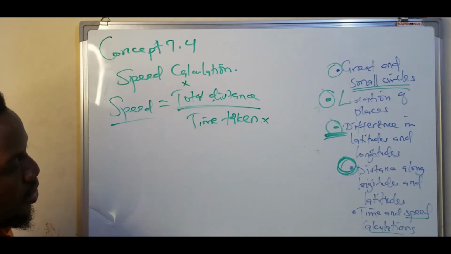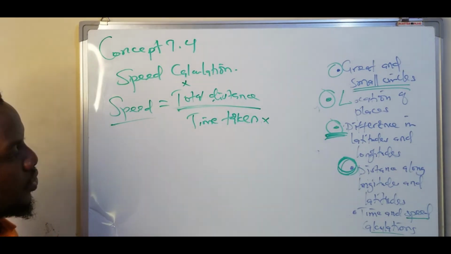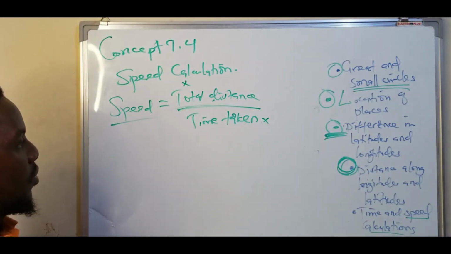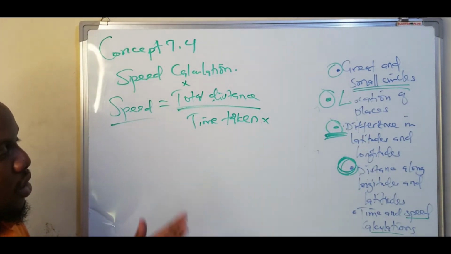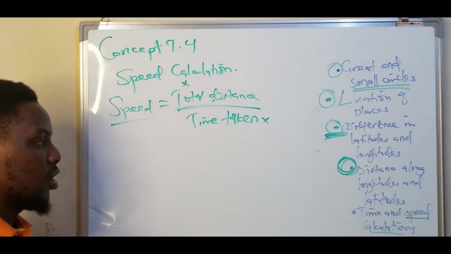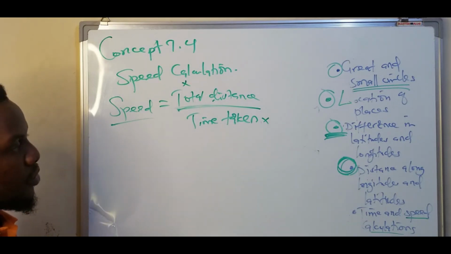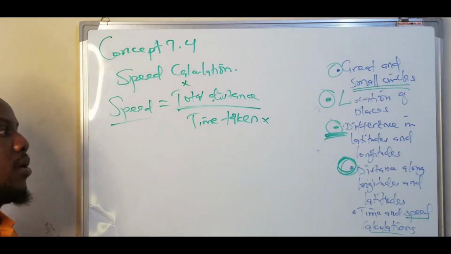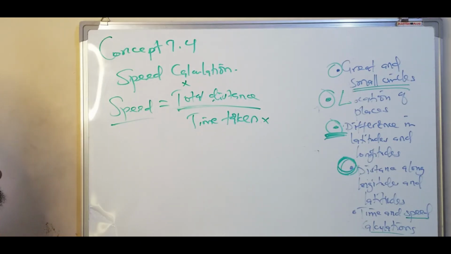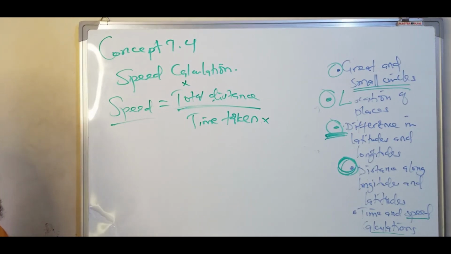In concept 1.2, we already mentioned how you calculate the distance along longitudes as well as latitudes. So if the total distance has not been given, you calculate the distance as mentioned in that concept using the formula. If it's longitudes, arc AC or distance BC is equal to theta over 360 multiplied by 2 pi r. If it's latitudes, distance AC is equal to theta over 360 multiplied by 2 pi r cos x degrees. That's how you calculate the total distance.